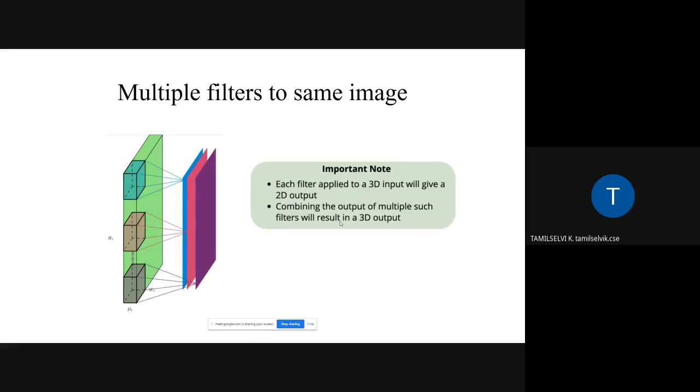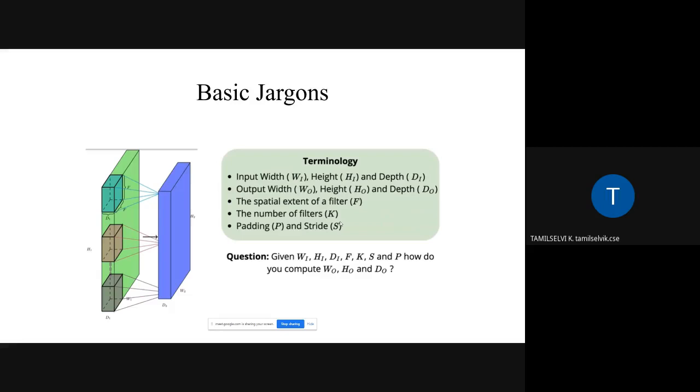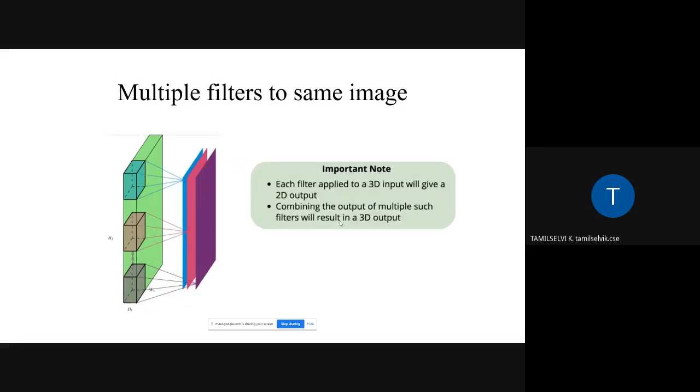So you can apply a single filter or multiple filters. As usual, if your input is 3D, your filter is also 3D, and the output is 2D. But now I have multiple filters, and each filter will give you one 2D output. In this case, if all three 2D outputs are combined, you will get a 3D output, because I have three such 2D images. That is the depth here. So now it is a 3D output.